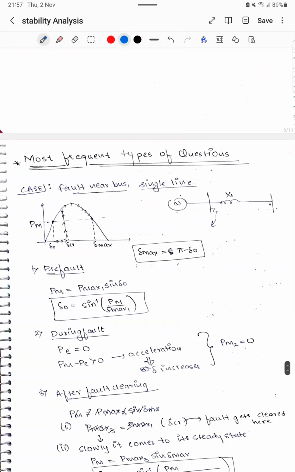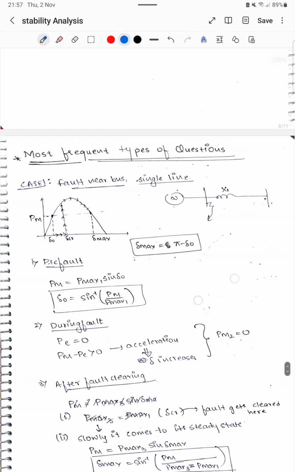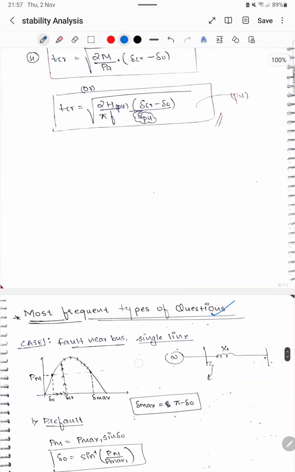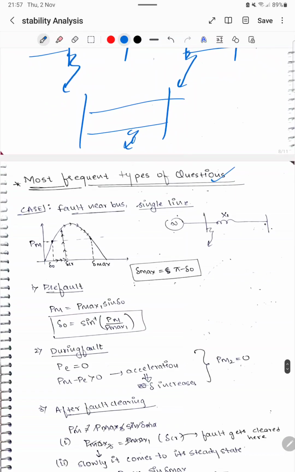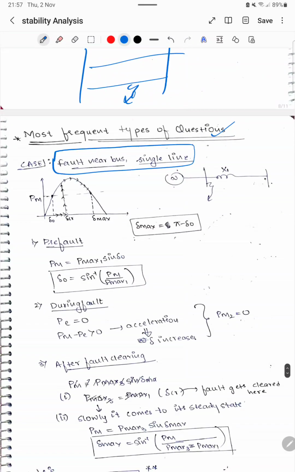Fine. Now let's move ahead and quickly see frequent types of questions. There are three types of questions. Let me quickly give an overview. There can be questions where it is a single line and fault occurs at the bus. There is another kind of question where there are parallel lines and fault occurs near the bus. And the third type of question is parallel lines and fault occurs in the middle of the line. Okay, so we'll look at the first case in a little detail, wherein fault occurs at the bus for a single line.